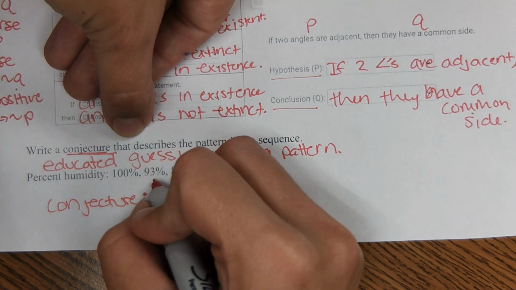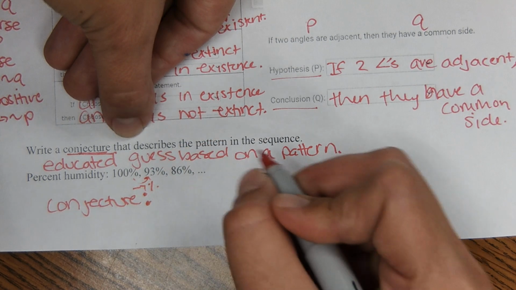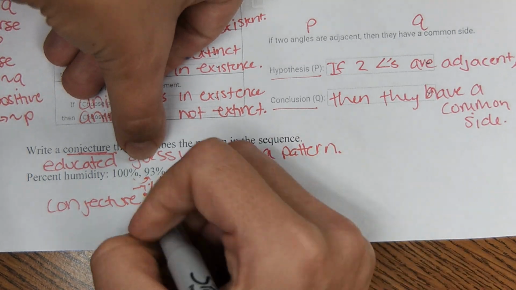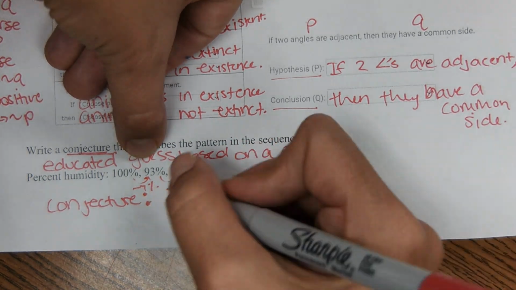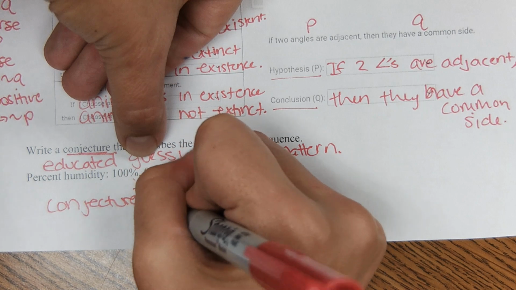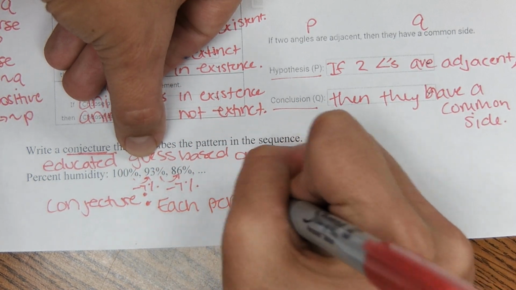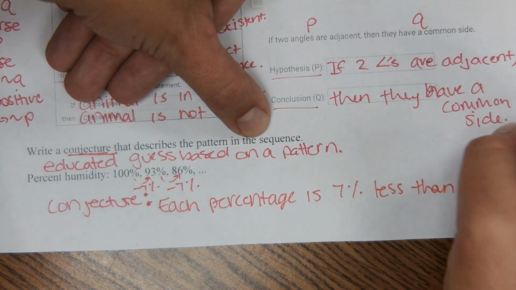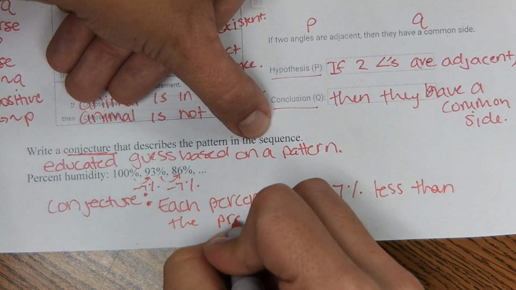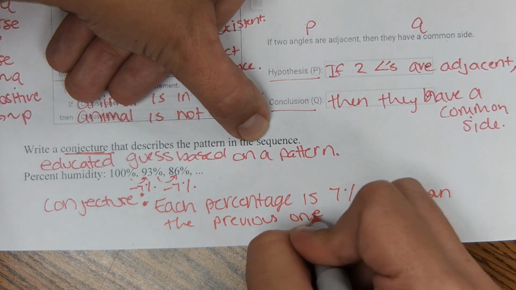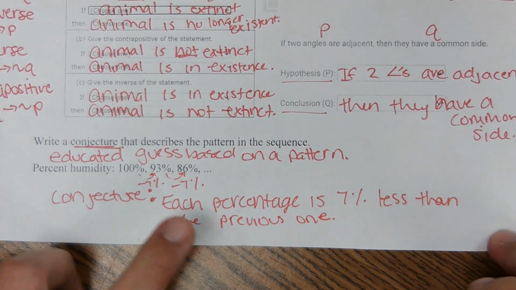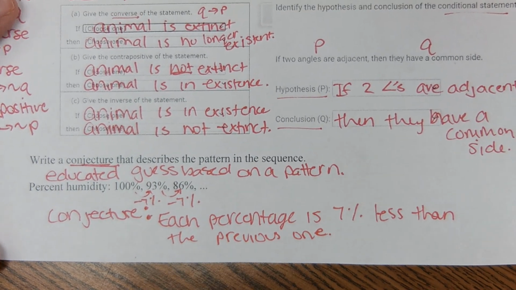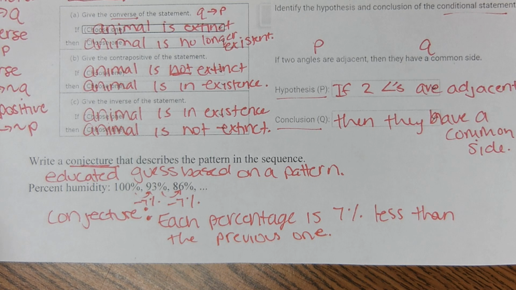So here I notice from 100 to 93, it's minus 7%. And here it's subtracting another 7%. So my conjecture is that each percentage is 7% less than the previous one. So you just choose this out of the multiple choice. You'd look at the pattern and then choose the best answer. Okay, I'm going to pause this.